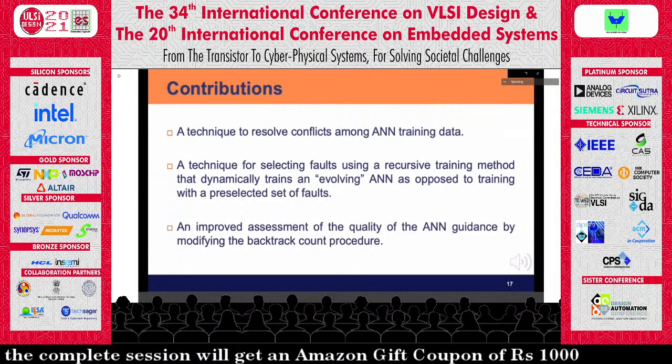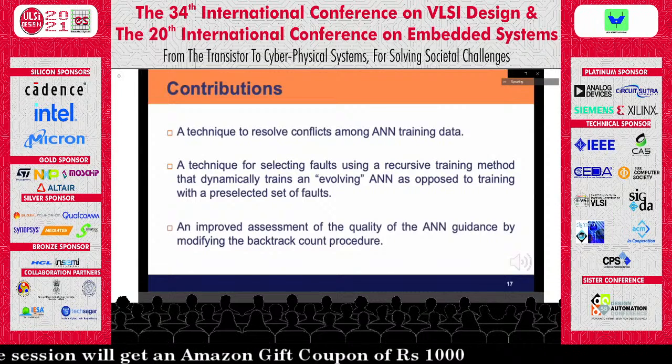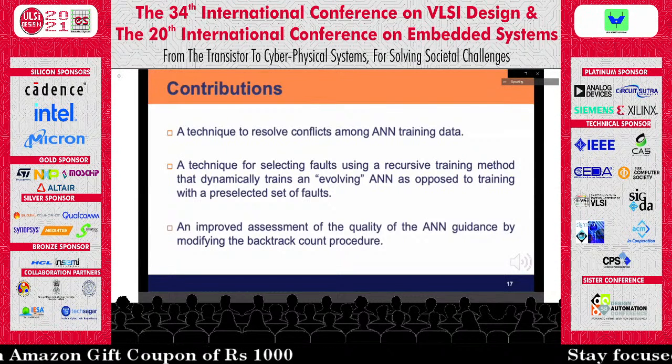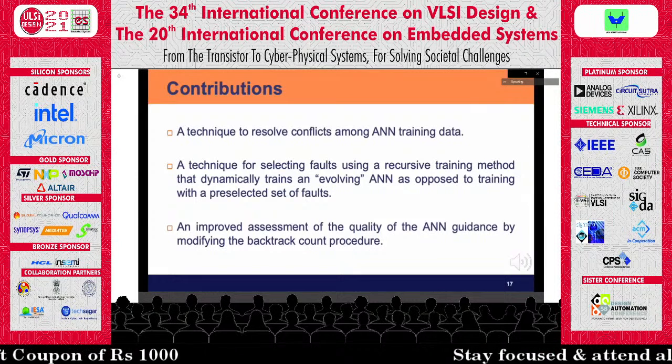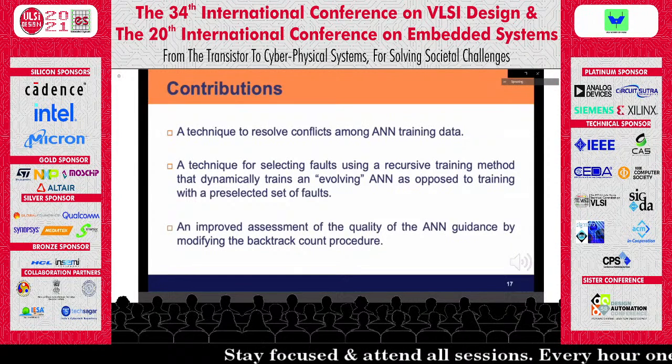The main benefit of conflict resolution is improved ANN accuracy, as evident from the reduction in the mean square error during training. Secondly, a training technique for selecting faults using a recursive training method that dynamically trains an evolving ANN, as opposed to training with a pre-selected set of faults. ATPG data from a fault is retained only if the trained ANN guidance continues to further reduce backtracks over those from conventional heuristics, that is, distance and COP.